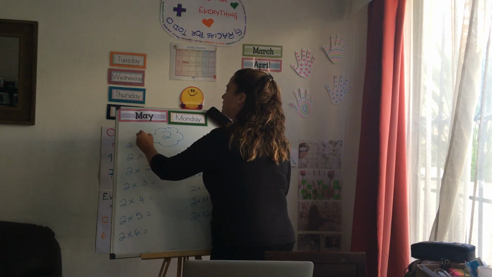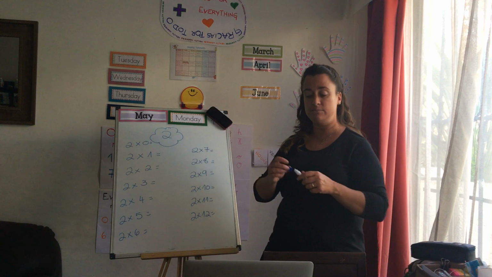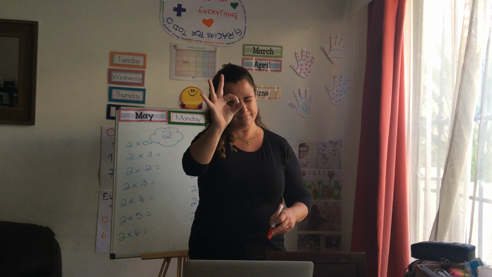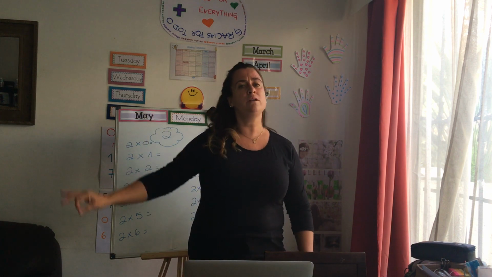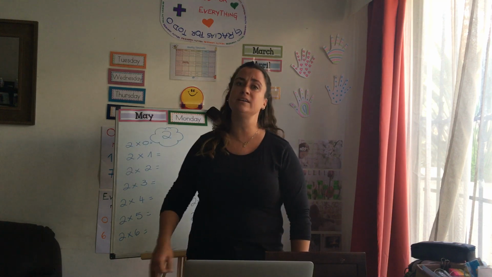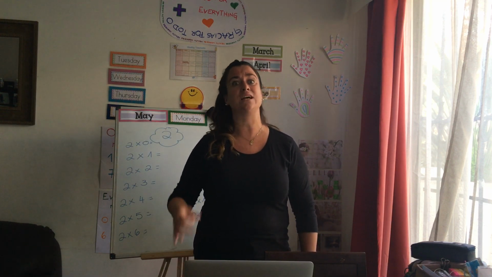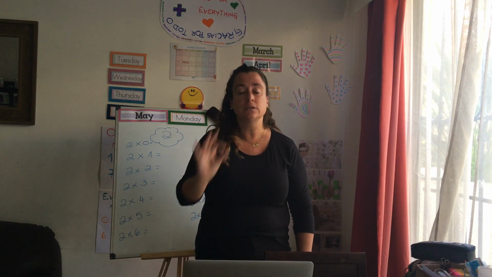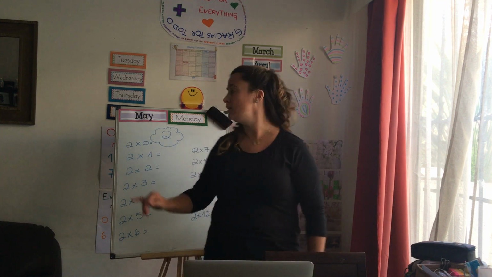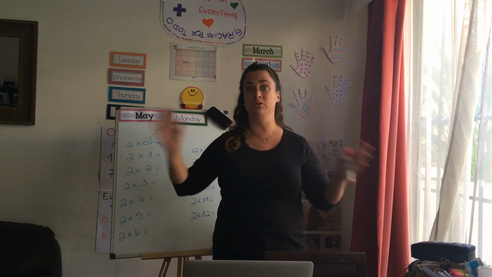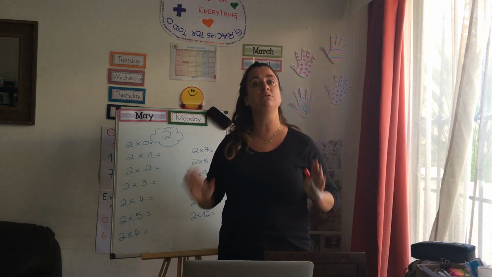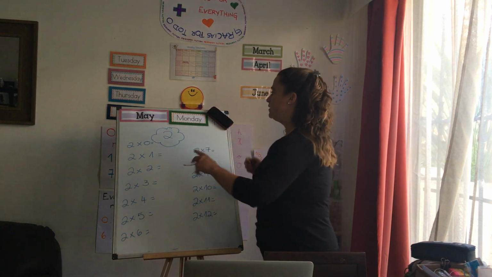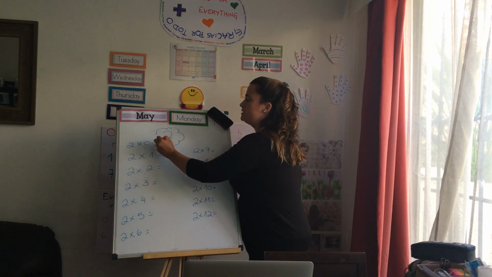But the 0 one is quite easy, and it's the same answer for all the timetables. Anything times 0 is 0. Don't forget, 1,525,000, whatever times 0. Miss, how am I going to do that? You know it. 0. Whichever number, even if it's small or a huge number, if it's times 0, the answer is 0. End of conversation. Okay? So, 2 times 0 is 0.